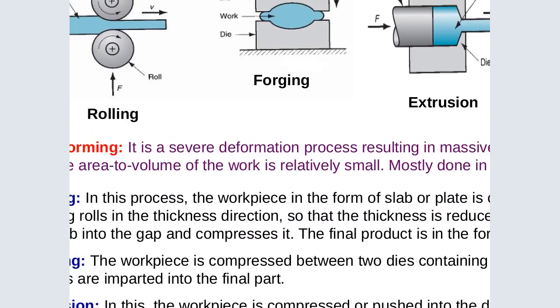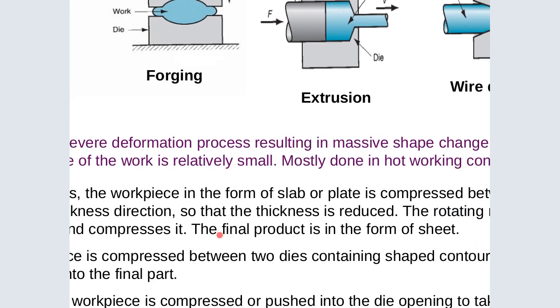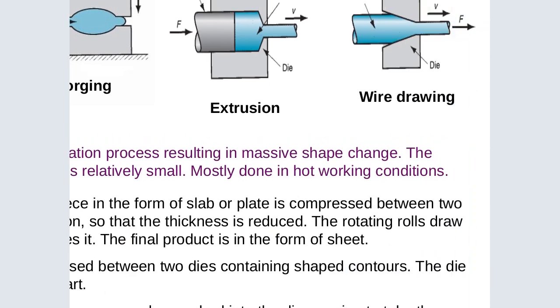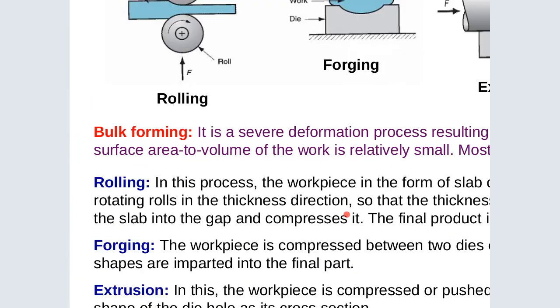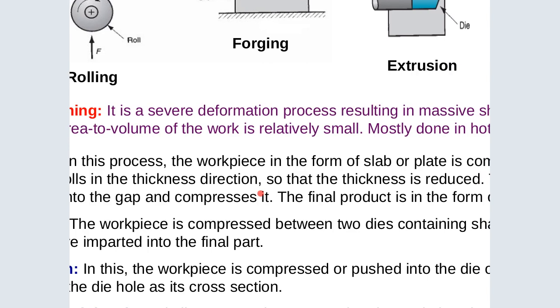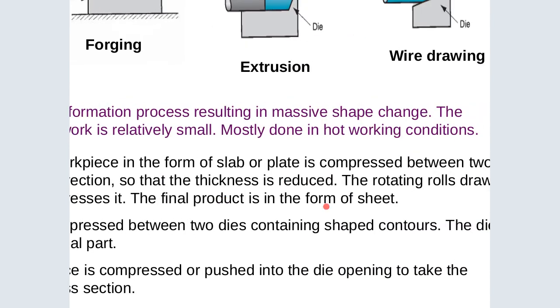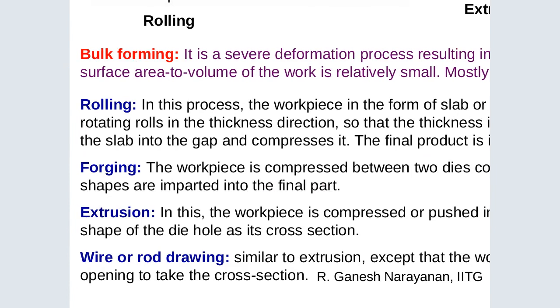Now we have said that bulk forming is the severe deformation process resulting in massive shape change. So the surface area to volume ratio of the work is relatively small, mostly done in hot working conditions. The rolling. Now, what is rolling?